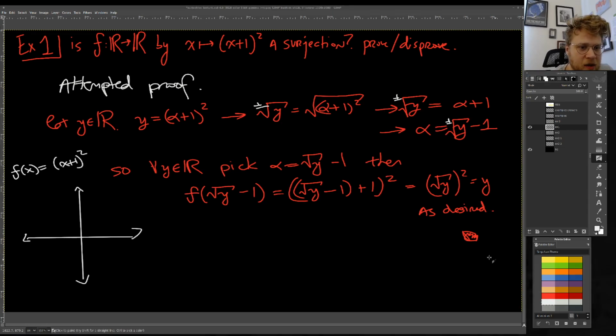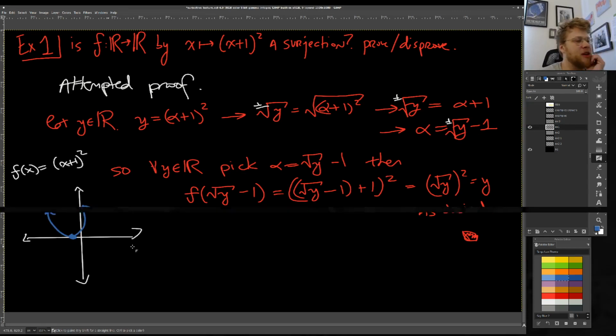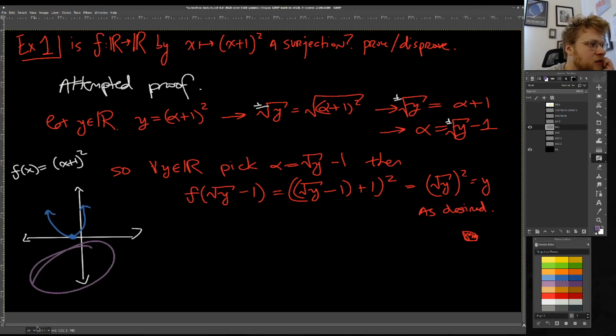So this is going to be a parabola, different color. This is going to be a parabola with the vertex at -1, 0, and it's going to look gross. I don't know, it just needs to be bigger. Nah, whatever. I can draw a parabola, I promise. Okay, it's going to look something like this. So it's not going to be surjective because there's no way to get to negative numbers. So why does this proof look like it works? What's the problem? So pause the video and see if you can see.